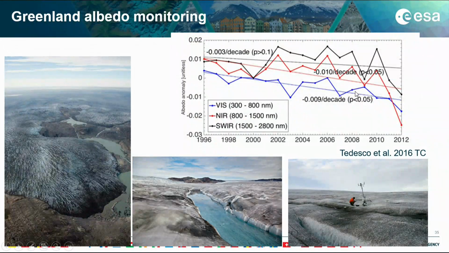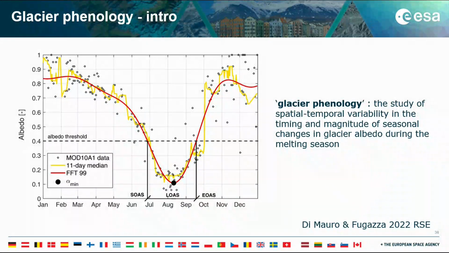But if the visible anomaly is getting darker more strongly, it means that the grain size alone cannot explain the whole variability of the trends. So the conclusion of this study was that there is an increasing concentration of impurities at the surface in the last 20 years, that needs to be studied to understand what are the causes and the consequences of this darkening of the Greenland ice sheet.